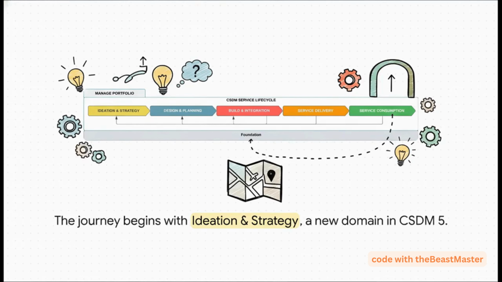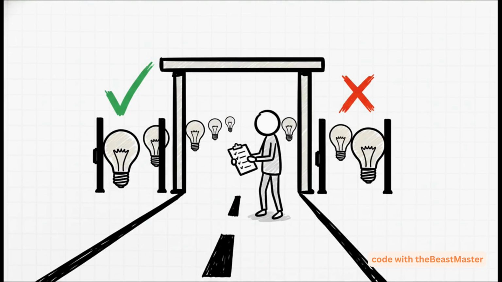Okay, so our journey kicks off with stage 1, ideation and strategy. And this is a really important new piece in CSDM5 because it focuses on the very birth of an idea. Think of this as the crucial business gatekeeper. It's where you capture all those new ideas and start asking the tough questions. Does this actually align with our strategy? Is it worth the investment? By getting this right, you stop bad ideas from sucking up time and resources before they even get off the ground.